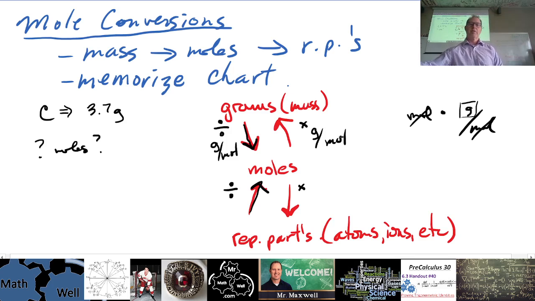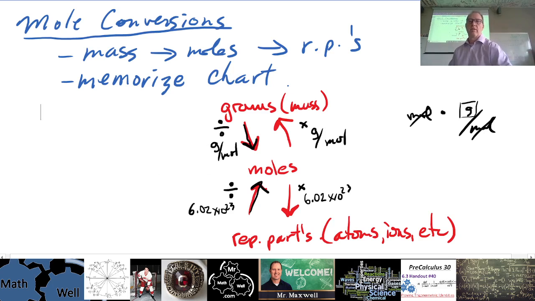Converting between moles and representative particles uses Avogadro's number. That's 6.02 times 10 to the 23rd power, and that's on both sides there. Going to moles, you divide. So if you've got 6.02 times 10 to the 23rd atoms of carbon and you want to know how many moles that is, you divide that by 6.02 times 10 to the 23rd, and that will equal exactly 1, which makes sense. Any questions about the conversion chart?